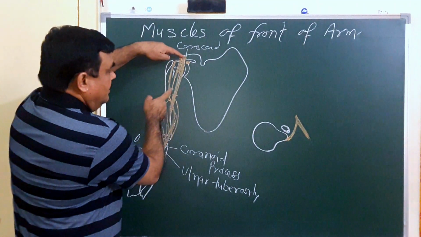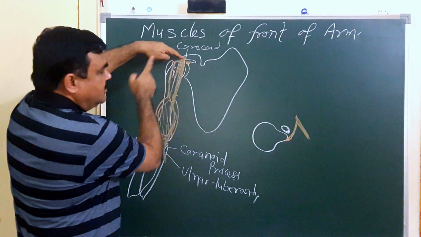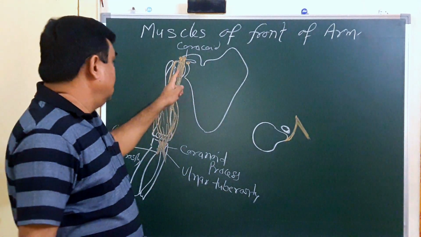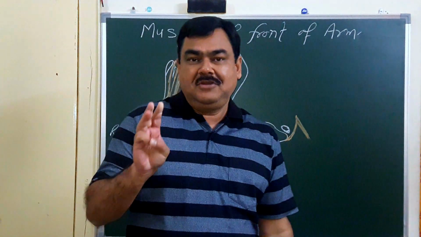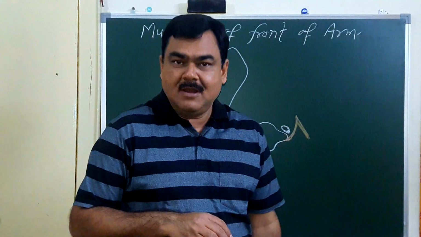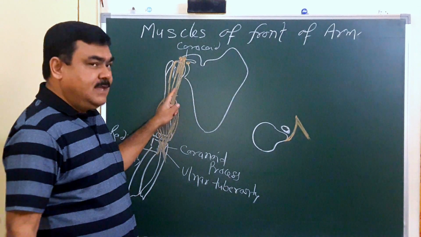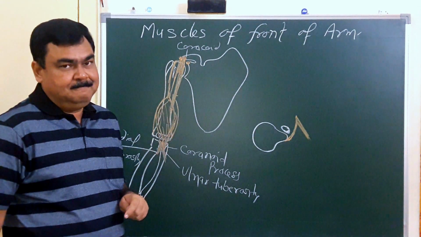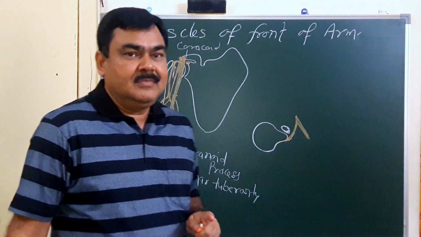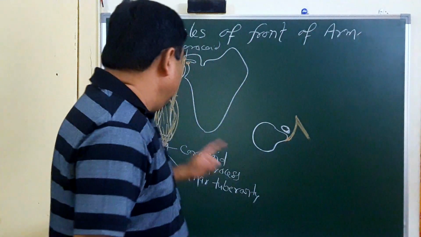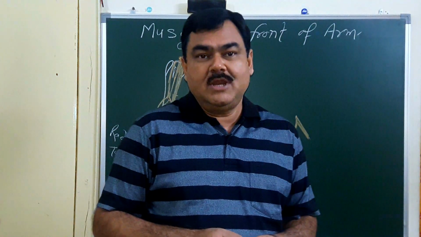This short head also flexes the shoulder joint. So this is the biceps muscle. So these are the three muscles present in front of the arm. Superficial is biceps, coracobrachialis, and the deep muscle is brachialis. And all these muscles are supplied by the musculocutaneous nerve. Brachialis has dual nerve supply: it is supplied by the musculocutaneous and radial nerve.